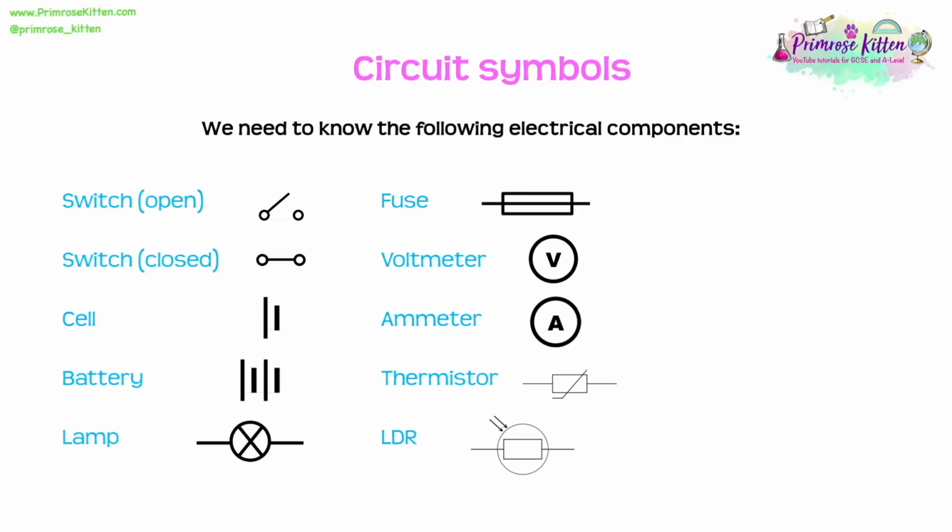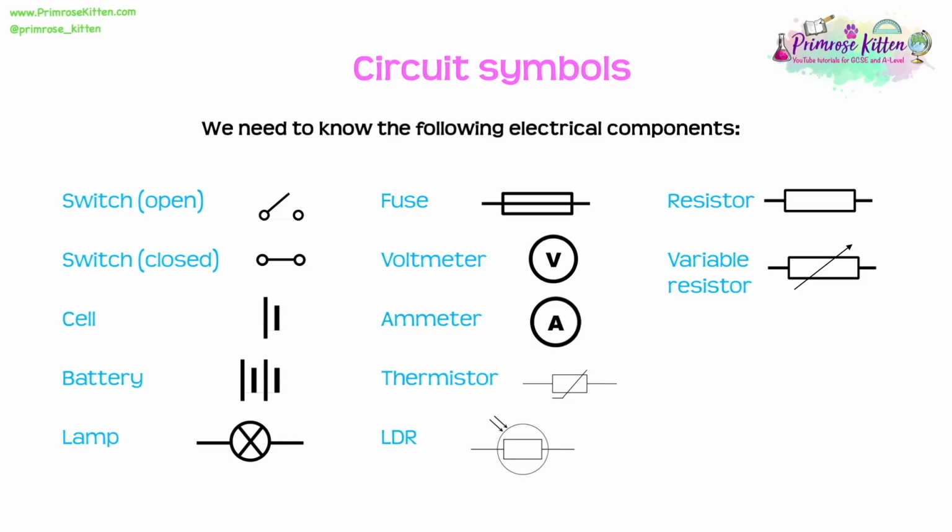So an LDR is a rectangle with 2 lines going towards the rectangle. You may see it with a circle around it, but you may also see it without that circle. And this is a light-dependent resistor. And that's why the arrows go towards it, because it depends on the light. So the light's shining on it. And it's a rectangle because it's a resistor. Then just a plain old resistor is simply a rectangle.